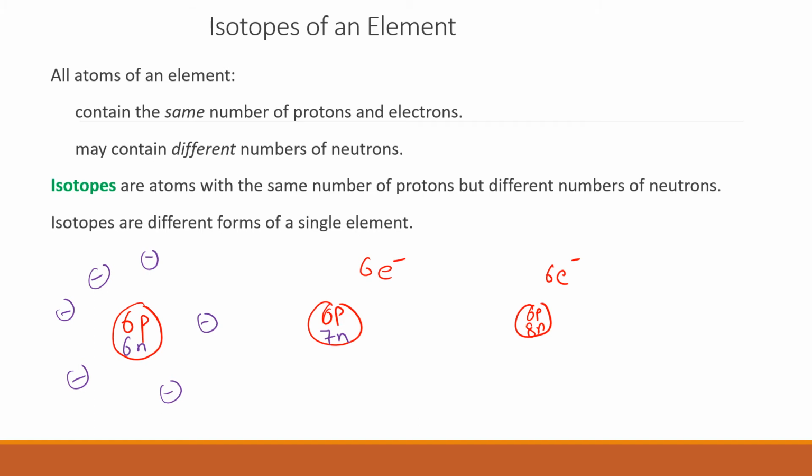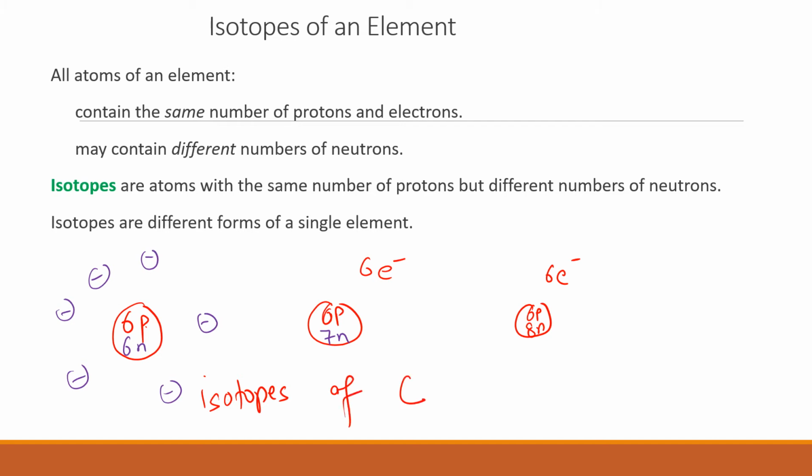So the point is that in an element, the atoms will have the same number of electrons and the same number of protons. However, the number of neutrons may differ. Those atoms which belong to the same element but differ in the number of neutrons are known as isotopes. So all these three examples are isotopes of carbon. Now, what difference will it make?